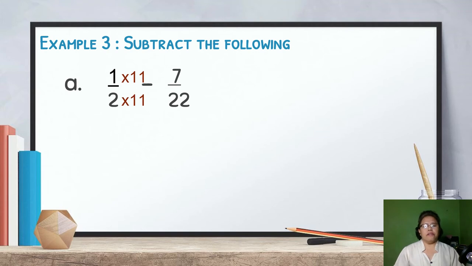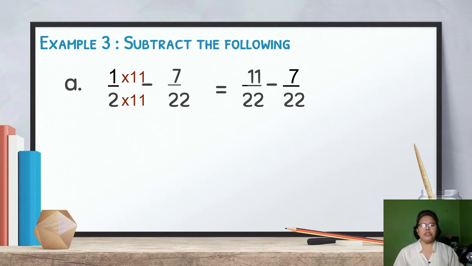And, pwede na nating baguhin. Okay? Ang similar fraction natin ngayon is 11 over 22 minus 7 over 22. So, 11, tandaan ha, yung taas lang i-minus natin and ipa-plus in fractions. So, 11 minus 7, that would be 4 over 22.